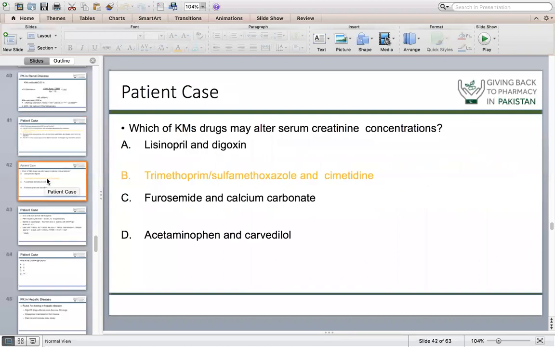So moving on to the next question, which is which of the KM's drugs may alter serum creatinine concentrations? So this is listed in your study material: trimethoprim and sulfamethoxazole and cimetidine. They are known to alter serum creatinine concentration. So we need to memorize about these drugs. If a patient of yours is going for some labs on serum creatinine, you need to just look for these drugs, okay?